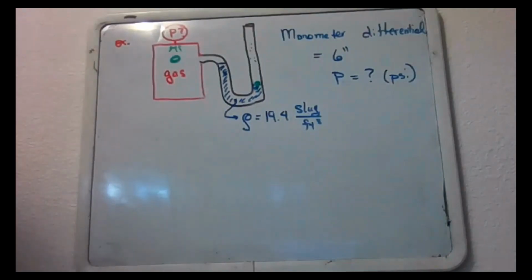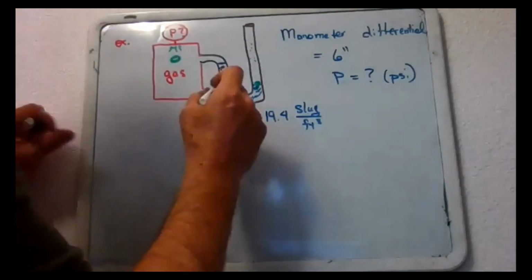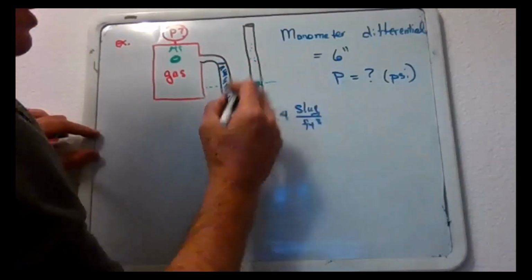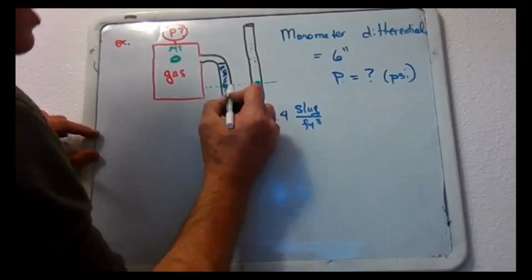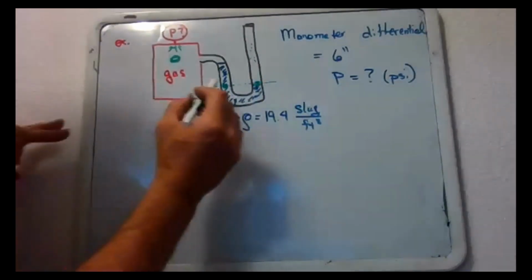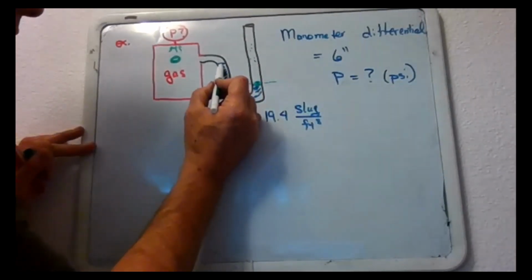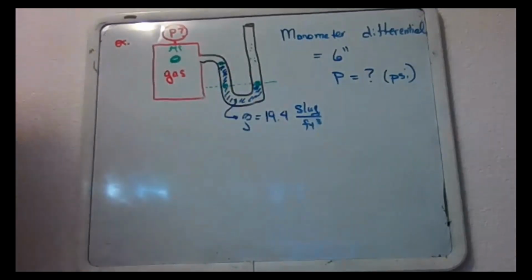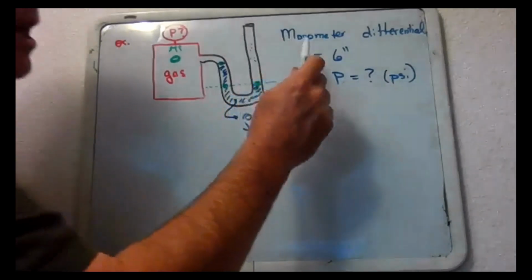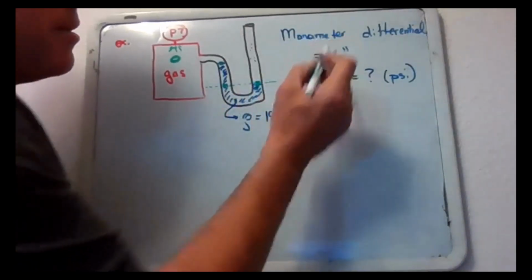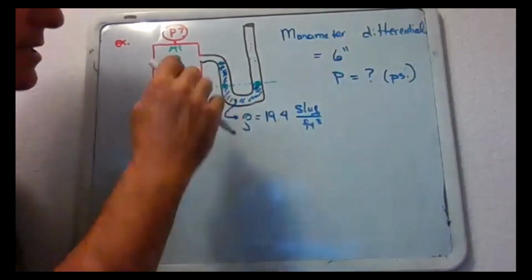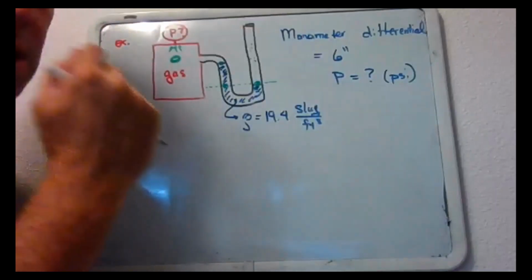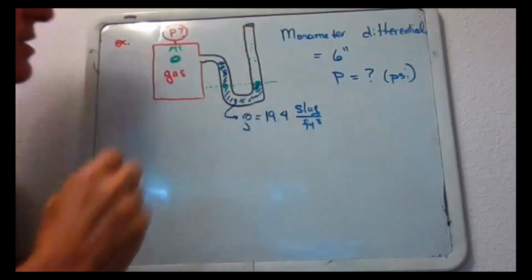Okay, can we work our way over to the tank? Well, what I could do is draw a level right here like this, and then I know that pressure right there. Now I could go from here to here, and that's going up. And that's where the 6 inches comes in. This phrase right here, the manometer differential, means the difference in height between one side of the manometer and the other side. So that manometer differential is 6 inches.